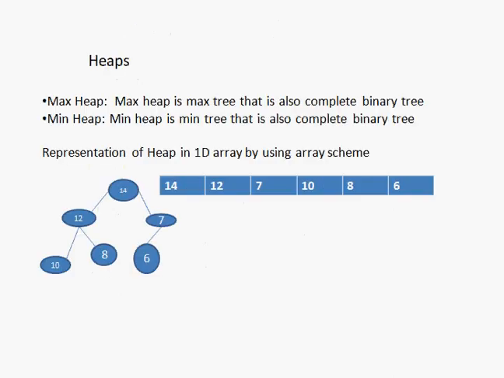Okay, now let's discuss what a heap is. A heap is either a max heap or a min heap. A max heap is first of all a max tree, and one more condition you add to the definition is that it should also be a complete binary tree. These two rules should be satisfied, and only then do you call the tree a max heap. So for a tree to be a max heap, it should be a max tree and also a complete binary tree.